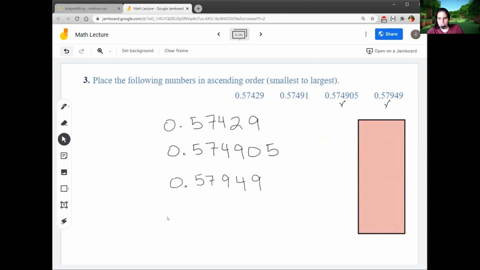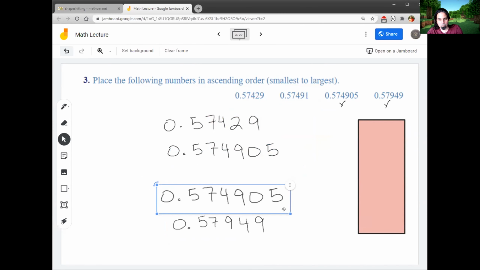Okay, so we have 3 out of the 4. Now I'm going to space these out a little, which means I finally want to turn this one into a pasted version of itself.